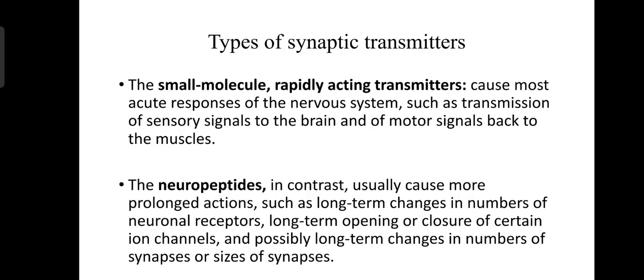Synaptic neurotransmitters are classified into two categories. The first is called small molecule, rapidly acting transmitters, and from their name they are most likely to work on ionotropic receptors, with quick and very rapid action. The other type is neuropeptides, which have a more prolonged action, mainly working on the metabotropic receptors and changing the metabolism of these cells.